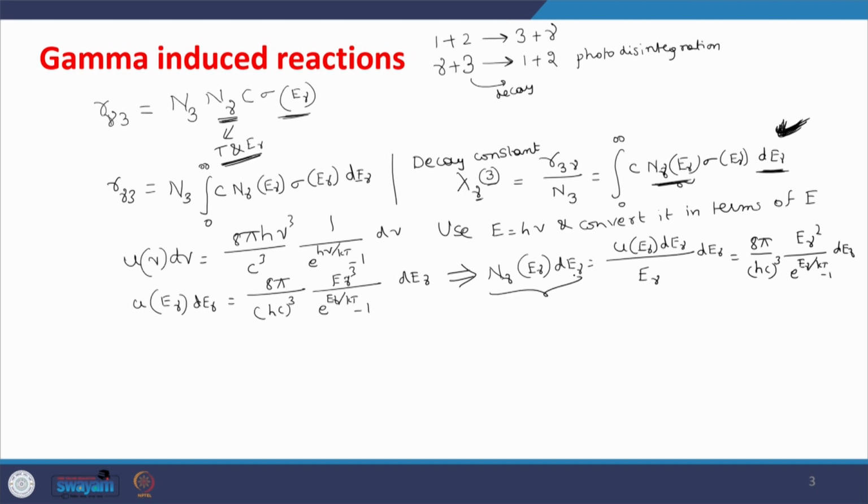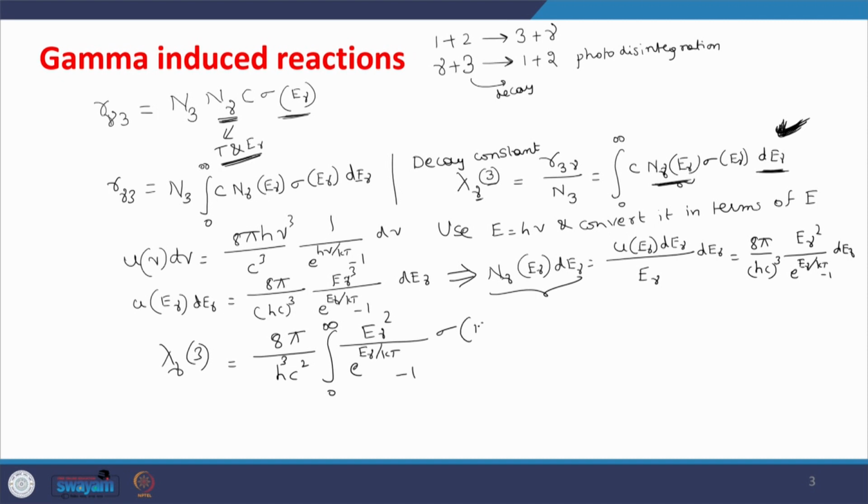So, now you have this expression, substitute it in the decay constant formula, so that you can write lambda gamma 3 is equal to 8 pi by h cube c square. You can simplify yourself, it is not a big deal, 0 to infinity, E gamma square divided by e to the power of E gamma by k T minus 1.